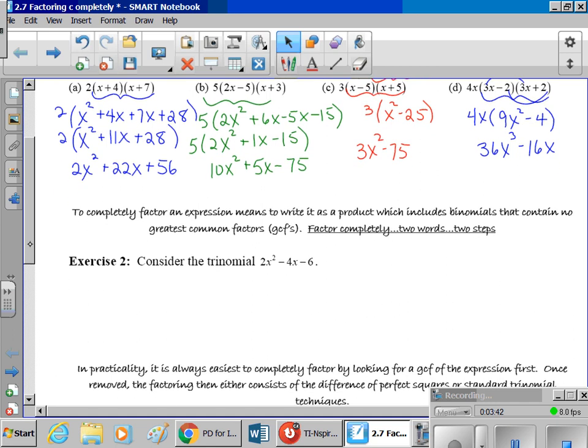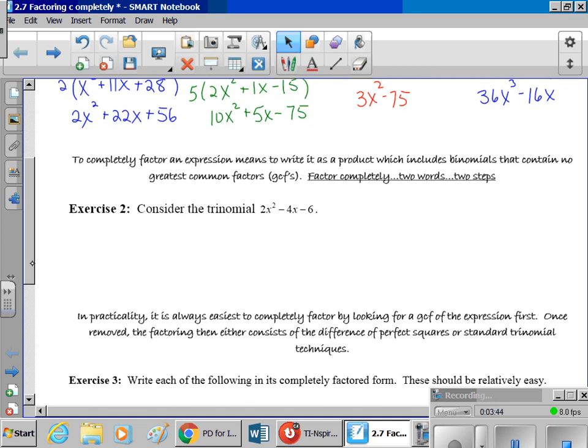So to completely factor an expression means to write it as a product, which includes binomials that contain no greatest common factors. All right, factor completely, like I said, 2 words, 2 steps. So consider this trinomial, 2x squared minus 4x minus 6. So the first thing I always look for is a GCF. So I'm looking through and I see 2, I see 4, and I see 6. So I know that I can factor out a 2 out of this.